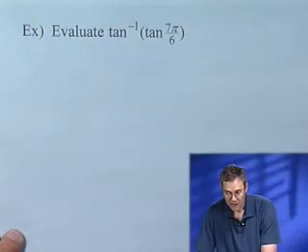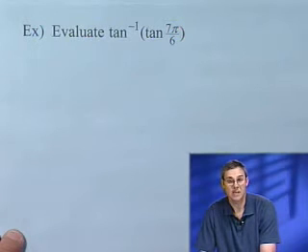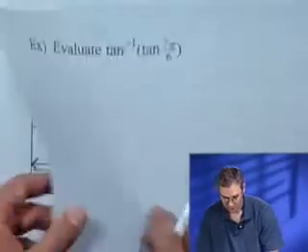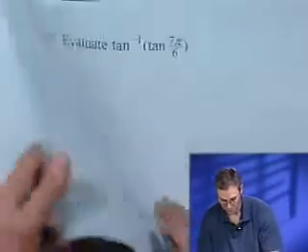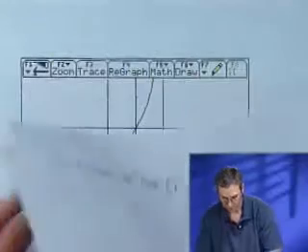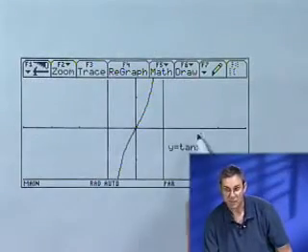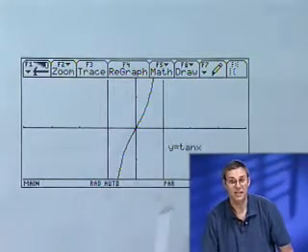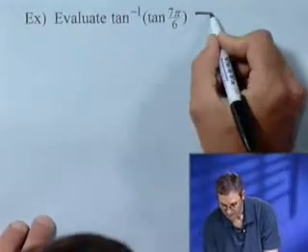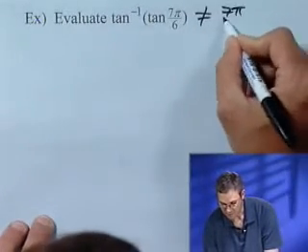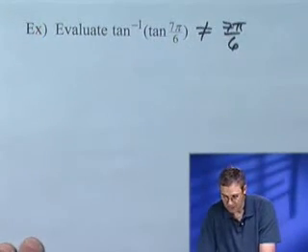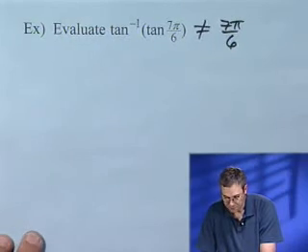Okay? Let's do a little trickier one. Let's evaluate the arctangent of tangent 7 pi sixths. Okay. Well, let's take a look at our tangent function first. 7 pi 6 is somewhere out here. 7 pi 6 is not in the domain of our tangent function. So I can't say that this equals 7 pi 6. Okay. It's very important that we know what the domain of these things are. So again, let's try to figure this problem out.